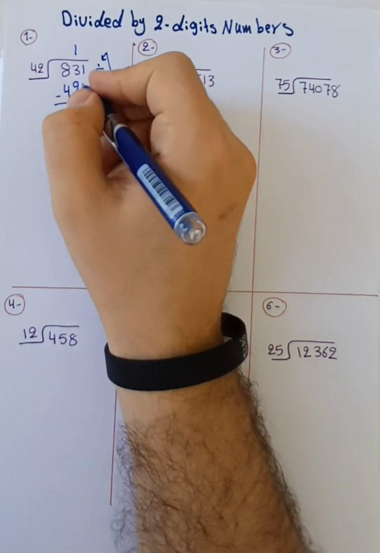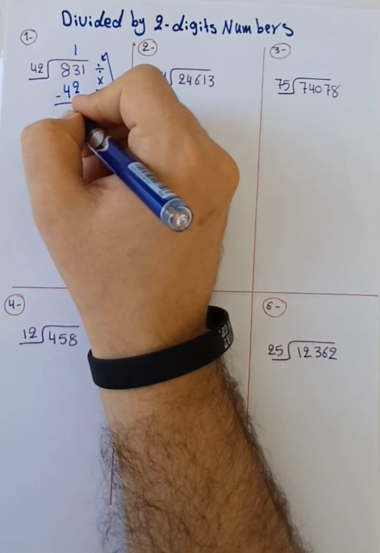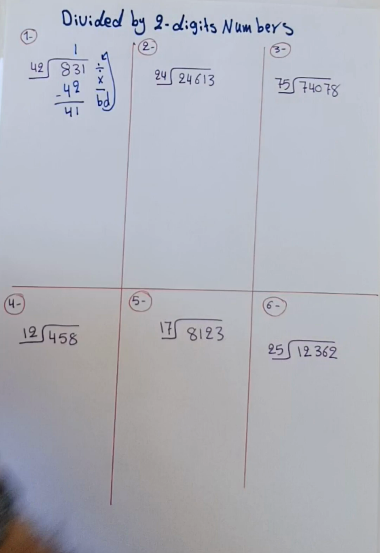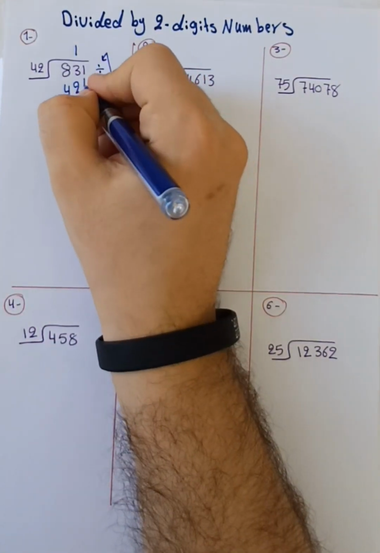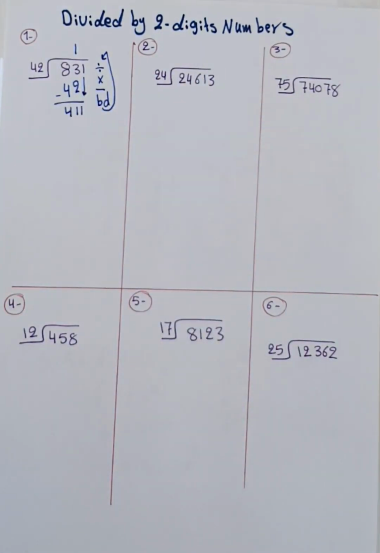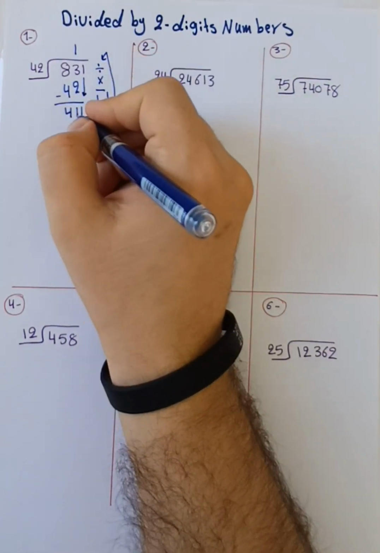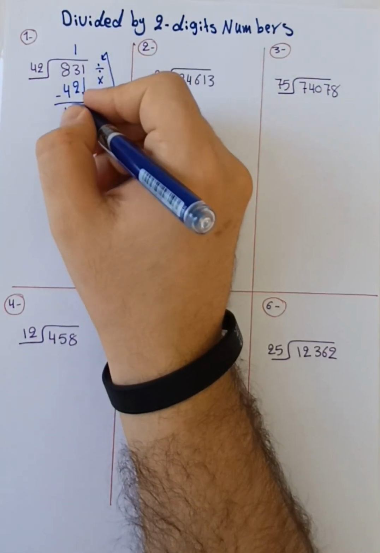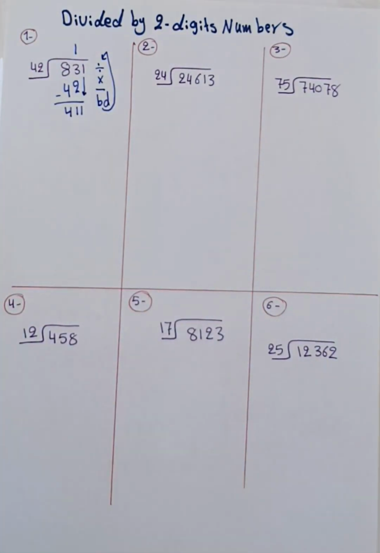After multiply you have subtract. 3 minus 2 is 1. 8 minus 4 is 4. After subtract we have bring down. You have to bring down 1. And then after bring down you have divide. 411 divided by 42. So how many 42s are in 411?